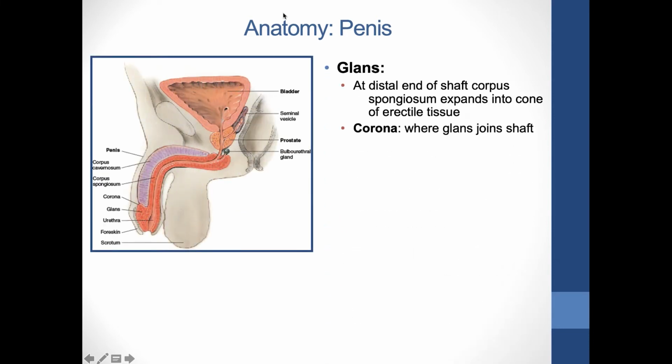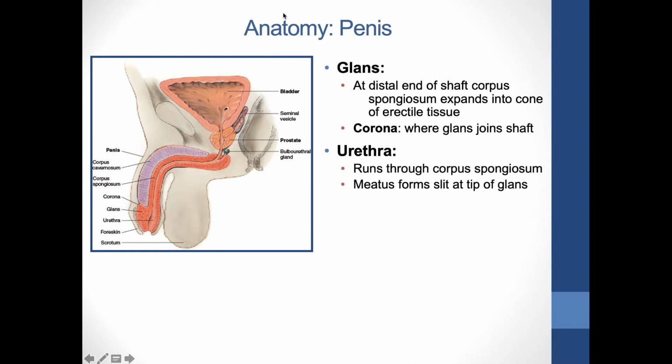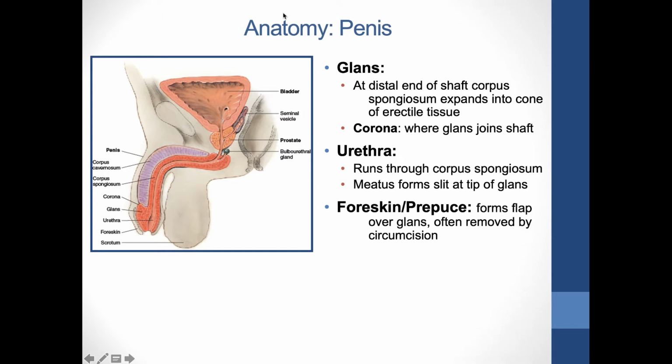We have the glans at the distal end of the shaft of the corpus spongiosum, which expands into a cone of erectile tissue. The corona is where the glans joins the shaft. The urethra runs through the corpus spongiosum, and the meatus forms a slit at the tip of the glans. The foreskin forms a flap over the glans. It's often removed by circumcision. And the frenulum is a fold of foreskin extending ventrally from the urethral meatus.